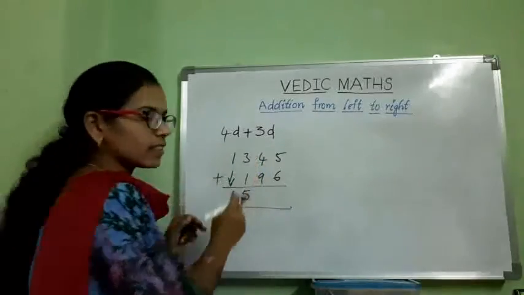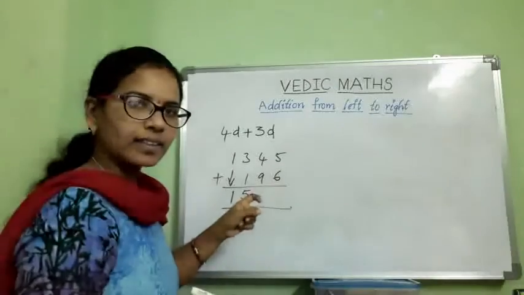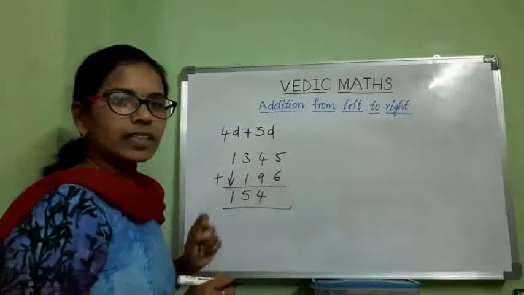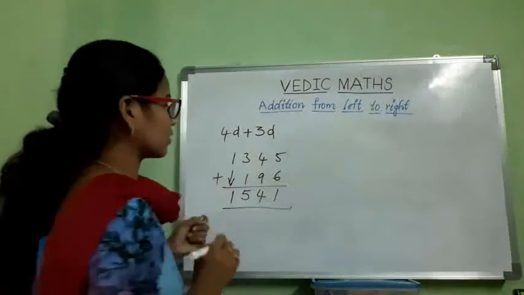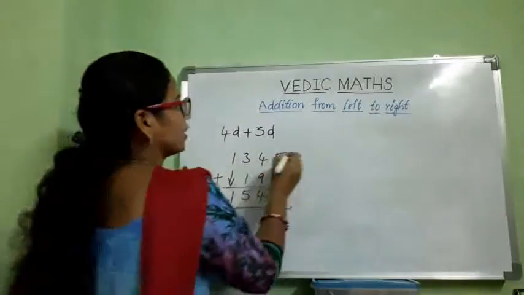Here the end digit of 4 and 9 is 3, but the next numbers are carry. So 3 increases by 1, that means 3 becomes 4. Next end digit of 5 and 6 is 1. So the answer is 1541. Yes, let us take one more.